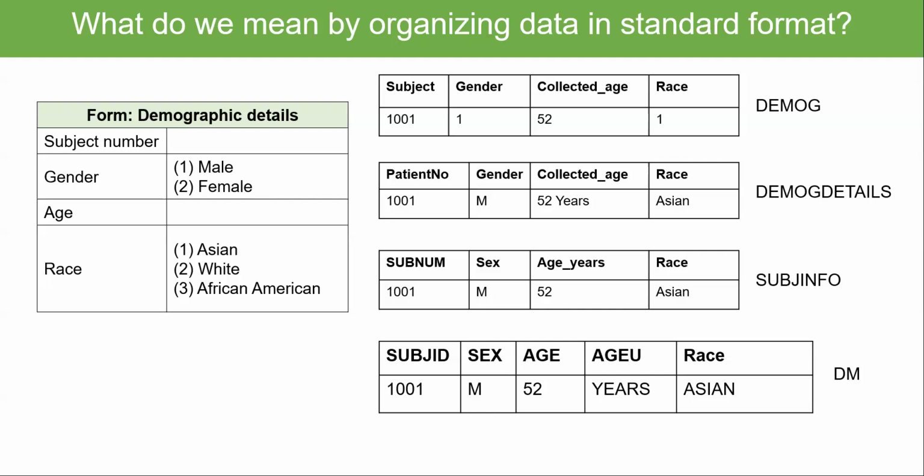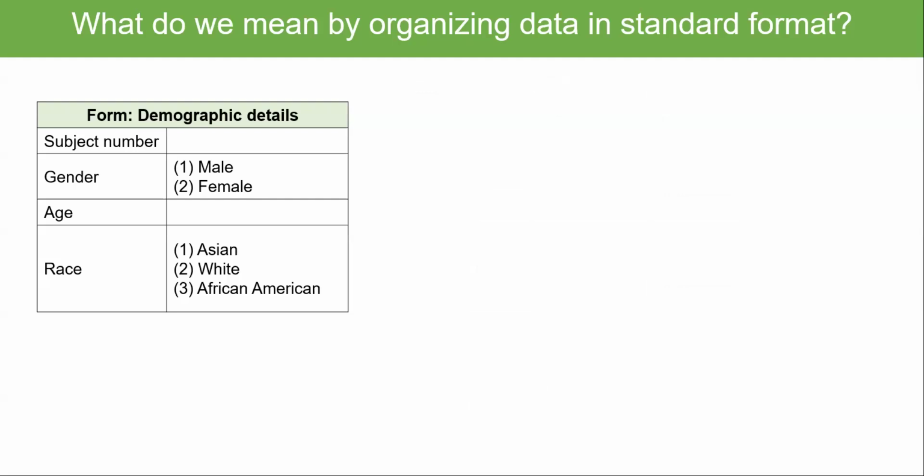So if we do not have a standard, with a simple form which only has 4 different fields, we end up with different naming conventions for data sets, different naming conventions for the variables and for the values as well. So it will be of an advantage if we have a standard format for the standard data that is typically expected to be collected in clinical trials. So that's where the standardization comes into the picture.